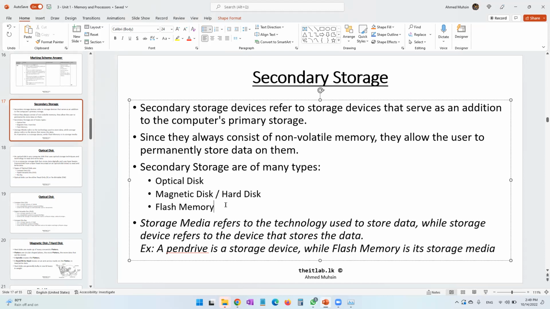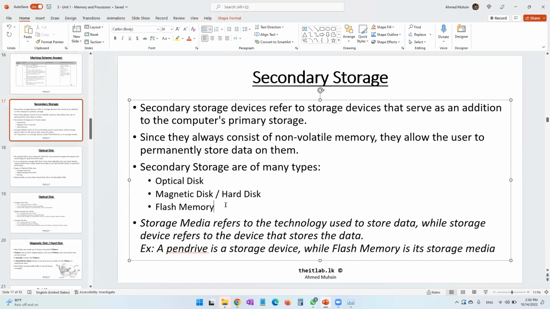You store data on a DVD. Now, what is the technology that a CD or DVD uses to store data? The technology is optical discs. So optical disc becomes the storage media. Just keep in mind the difference between those 2 words, because in certain past papers they say list 3 types of storage media or list 3 types of storage devices. So then you should be able to understand what you need to talk about.